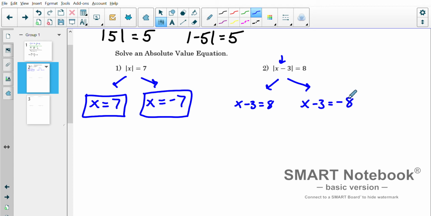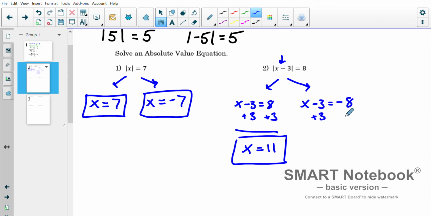Now you guys have one-step equations. You guys have been solving these forever. Add 3, add 3. Your first solution is x equals 11. Add 3, add 3. Your second equation is x equals negative 5. So when solving absolute value equations, when we get down to the absolute value, we have to split it up and find the solution moving in both directions from 0.